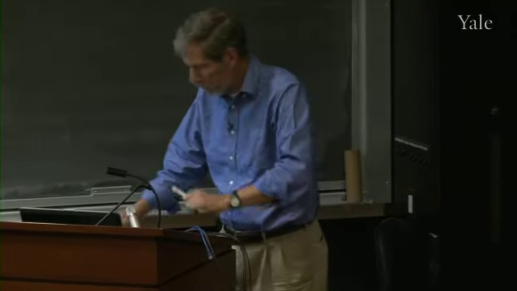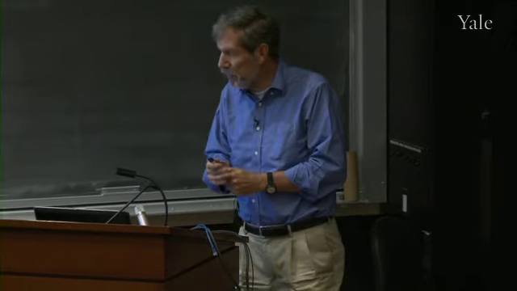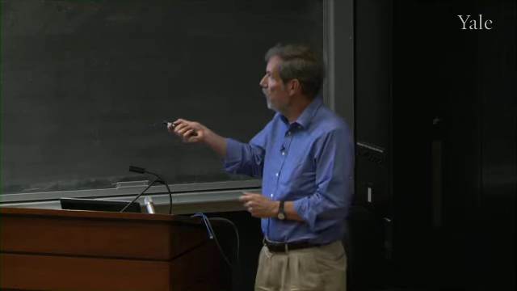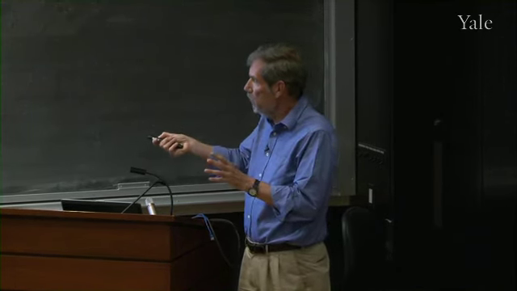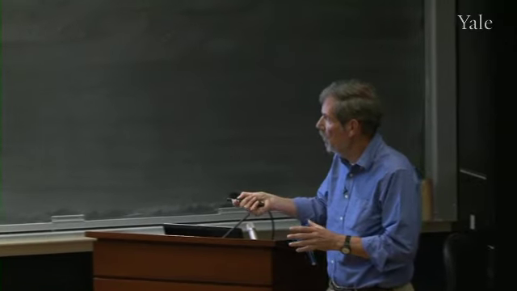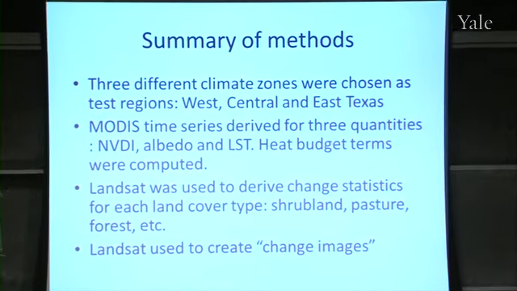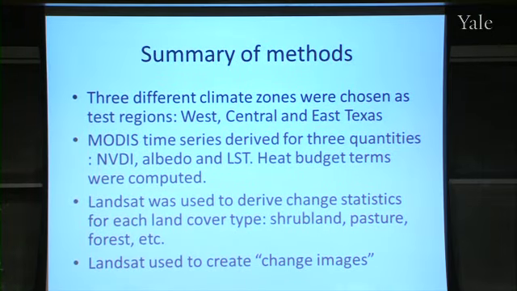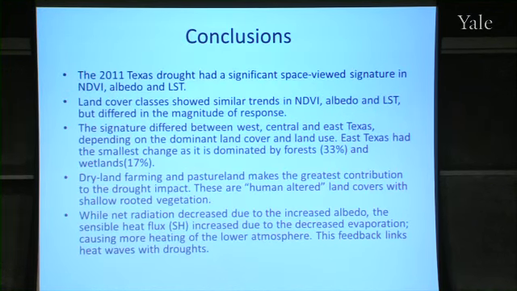I think we can go on to summarize now, and then we'll leave some time for questions. So just to repeat, the methodology was to divide it up into 3 different climate zones to get more information, use a MODIS time series of these 3 satellite-derived quantities, go on beyond that to compute some estimates of heat budget term, and then use Landsat to zoom in and see what the different land cover types are doing.